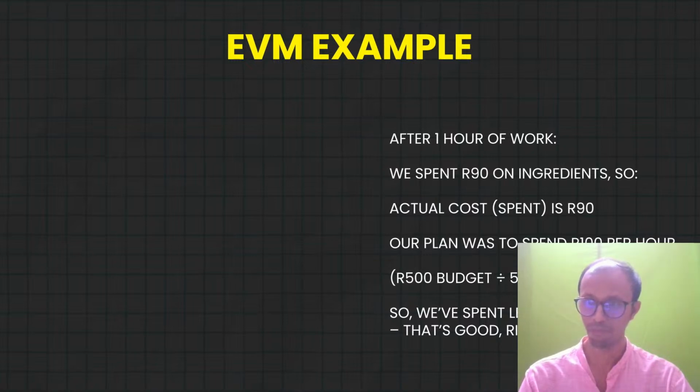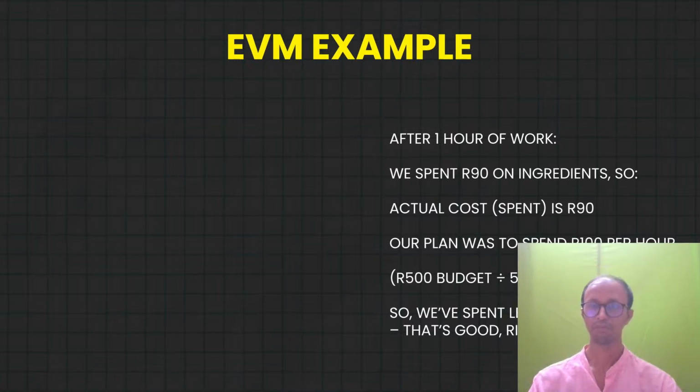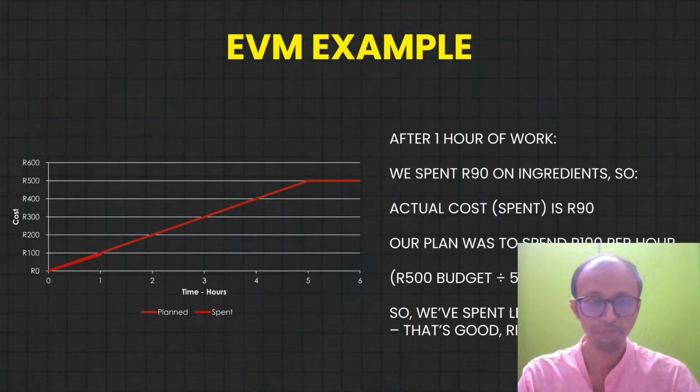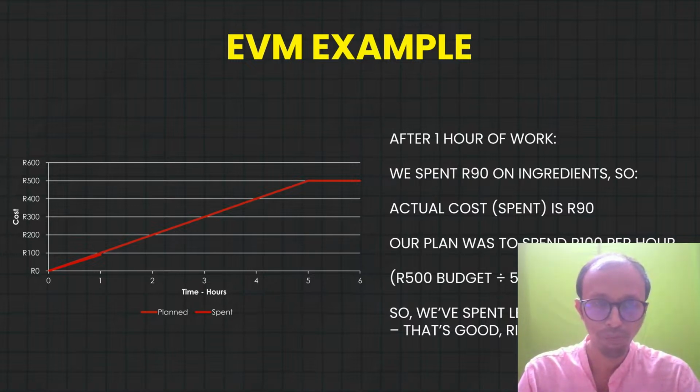Correct? So if we have spent less than what we have planned, we will just put it down into our calculation. So instead of 100 rands per hour, we have spent 90. So this is my new batch. Let me mark it in a different color. So this is the new line. So this is a bit less than the original line.